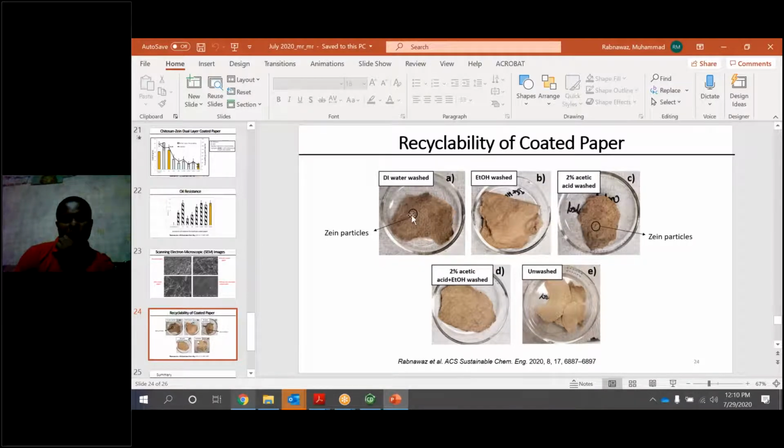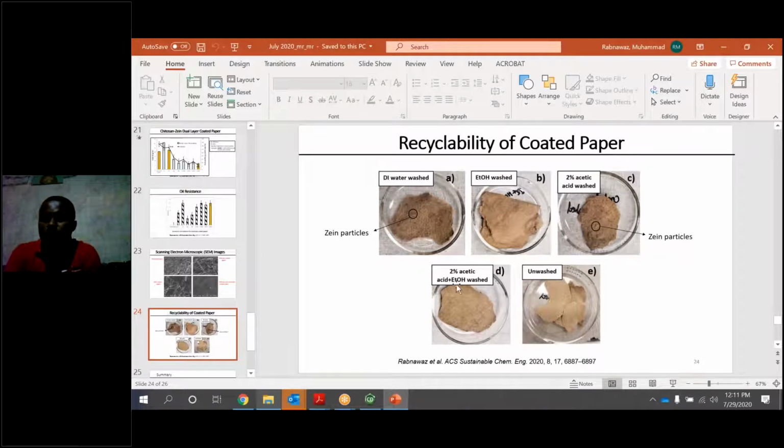You will see those dark things. This is zein. Because we just washed this with the DI water, deionized water. Then when we wash this with ethanol, it becomes much brighter because the zein is soluble in ethanol. But when we also add some acid, again, it's not really good because acid does not help to remove the zein particles.